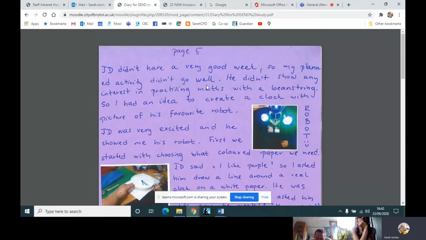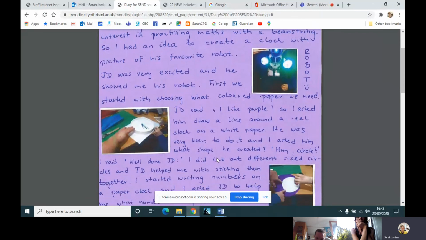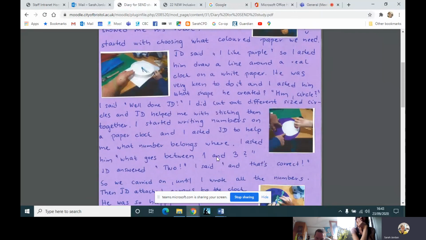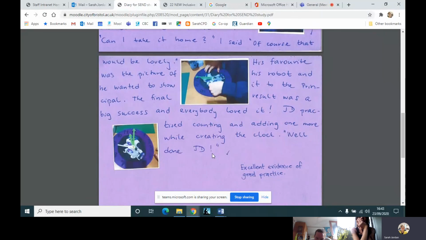So my planned activity didn't go well. He didn't show any interest in practicing maths with a bean string. So everything she'd planned didn't work. He wasn't in a good mood. And then she said what she tried to do instead. Because she tried to adapt things to get him interested, that was really good evidence. So nothing has to go well. Things can all go wrong and the child can not be interested and you can try something different. And then she found something that he was interested in and she wrote really good evidence.